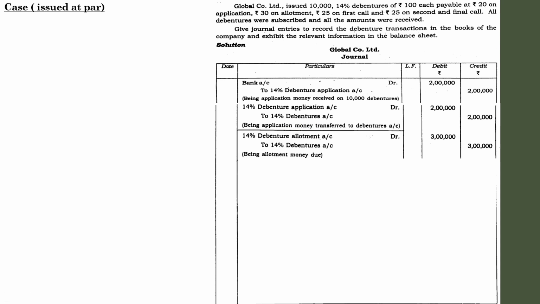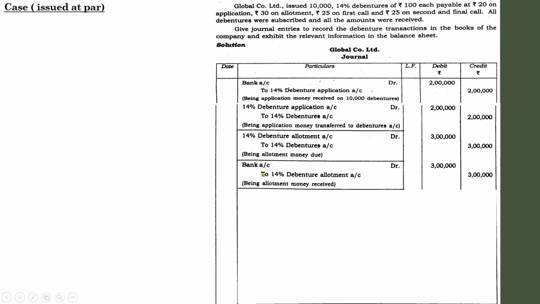Next one, allotment. 14% debenture allotment account debit to 14% debentures. Here allotment money is 30 into 10,000, 3 lakhs. Being allotment money due. Next you have to pass the entry for the collection. Bank account debit to 14% debenture allotment account, 10,000 into 30, 3 lakhs. Being allotment money received.